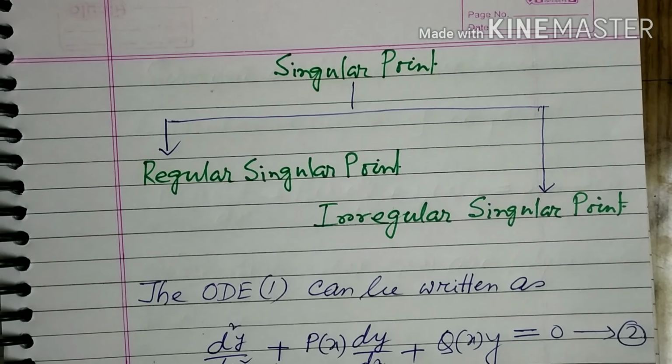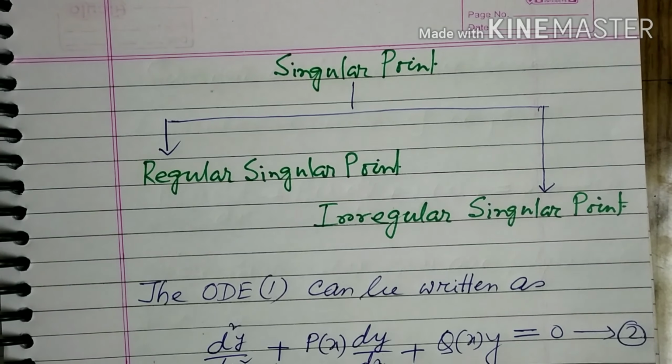For singular points, p naught x should be equal to 0. What is p naught x? x into x minus 1. From where we can generate two values, x equals 0 and x equals 1. So from this relation we can get singular points. Therefore x equals 0 and x equals 1 are singular points of the differential equation 1. Okay, so in this way we can calculate singular points of an ordinary differential equation.